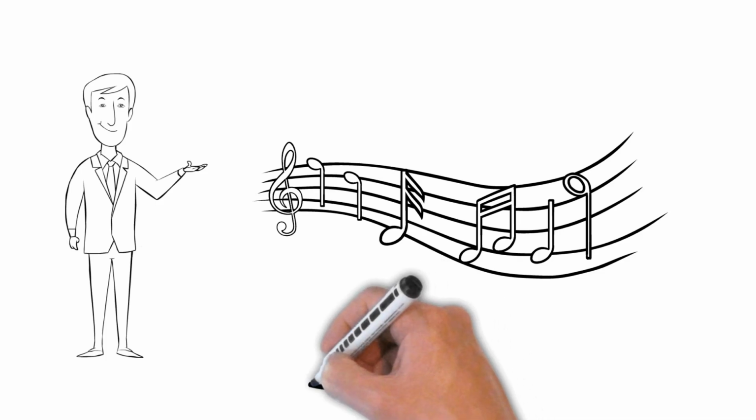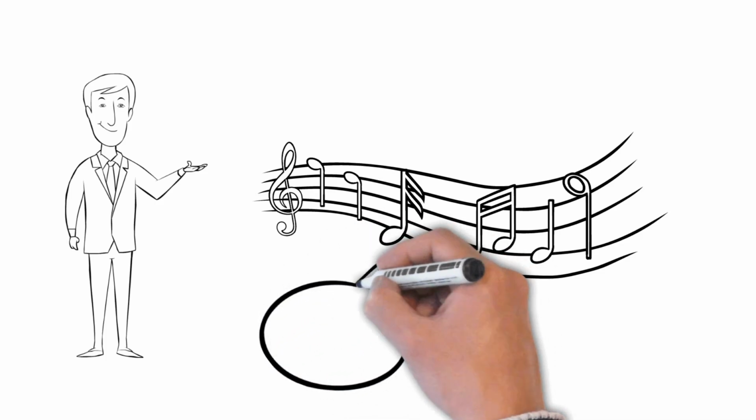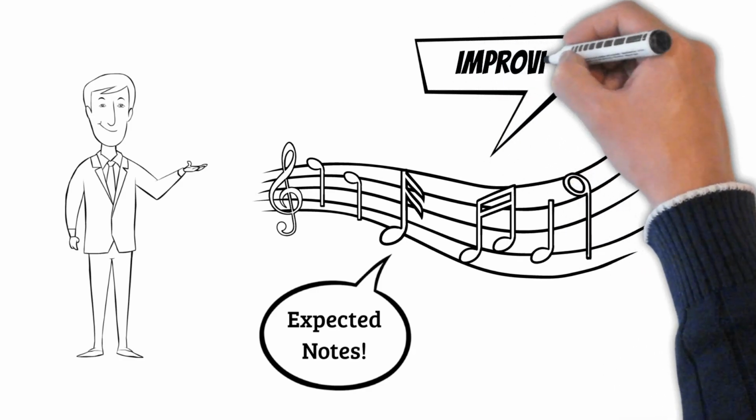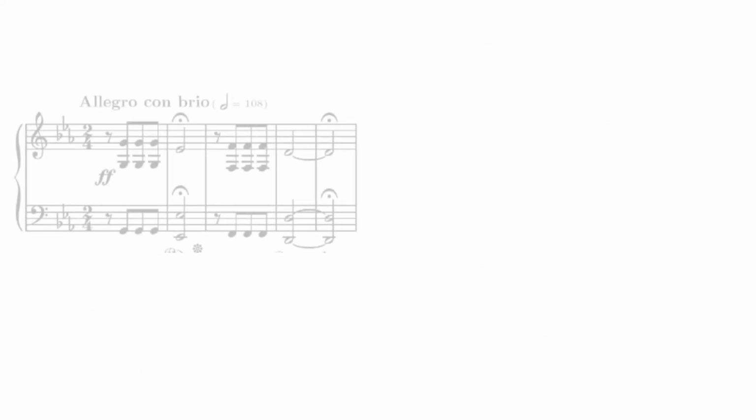Being aware of the key is helpful as the musician is aware of the notes they can expect in the piece. Additionally, a skilled musician could improvise as they know what chords would fit.